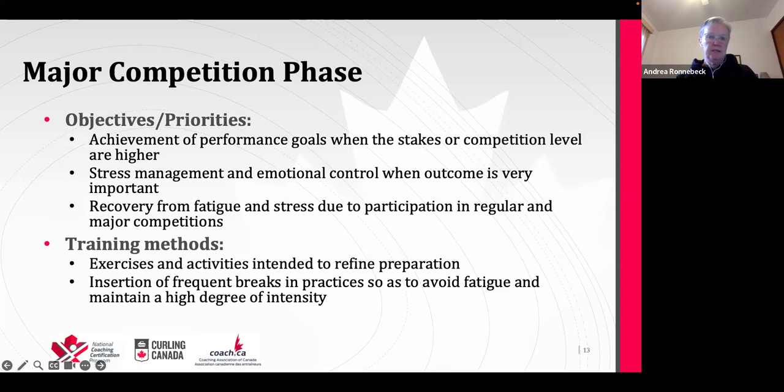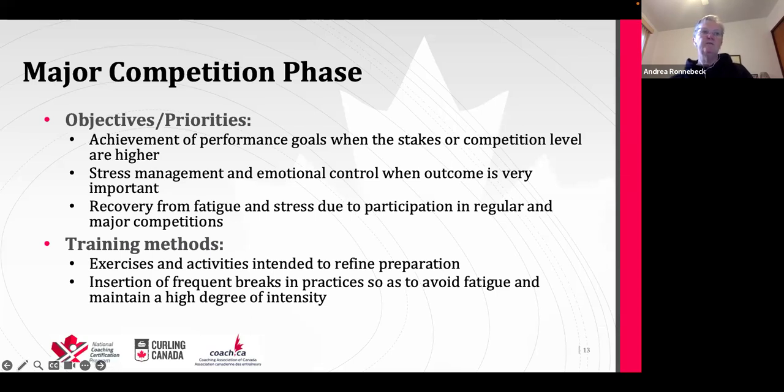Major competition phase. So achievement of performance goals when the stakes of competition are high. Stress management and emotional control is very important. Recovery from fatigue and stress. Training methods, exercises, and activities are intended to refine preparation for these major competitions. And you need to insert frequent breaks in practices so as to avoid fatigue and maintain a high degree of intensity. So the volume will go down, but the intensity goes up.